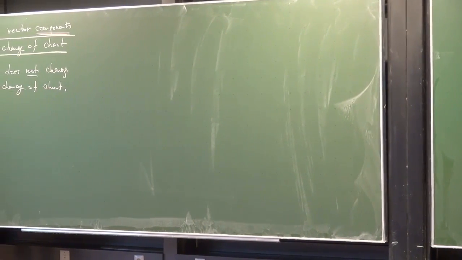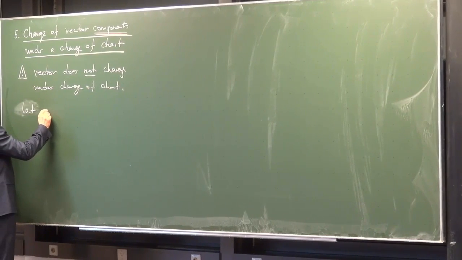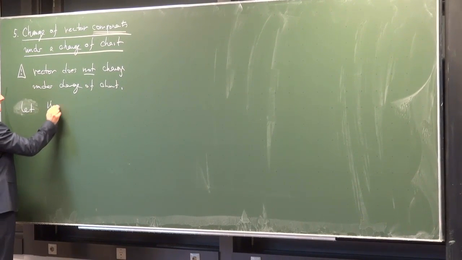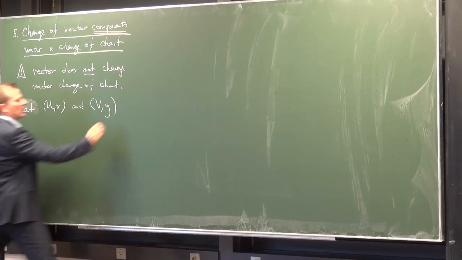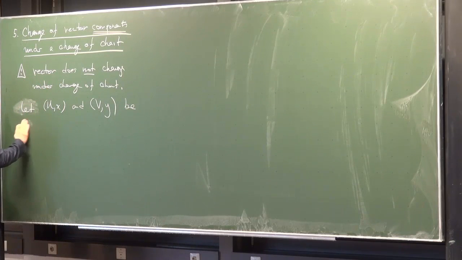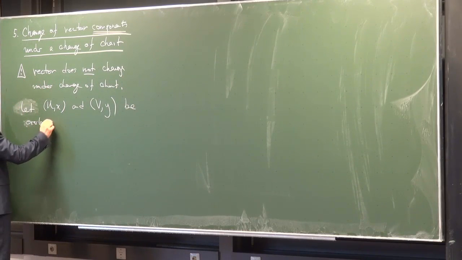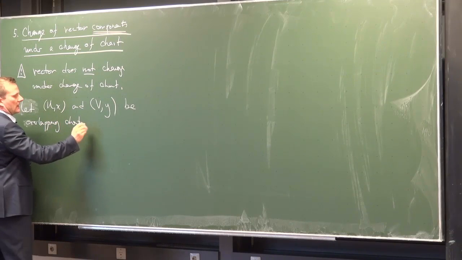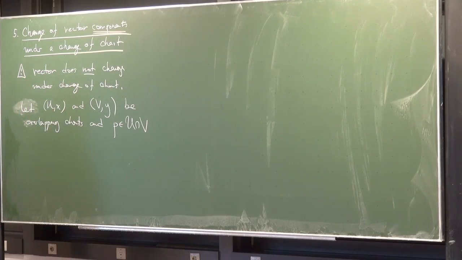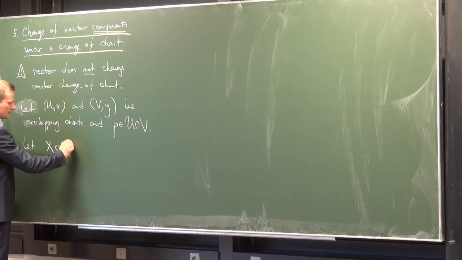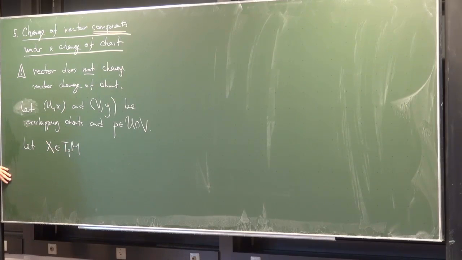So now, in order to consider the change of chart, let's do the following. Let (U, x) and (V, y) be charts, but let them be overlapping charts. And take a point p from their intersection. Okay. Now, let X be an element in the tangent space of this intersection.